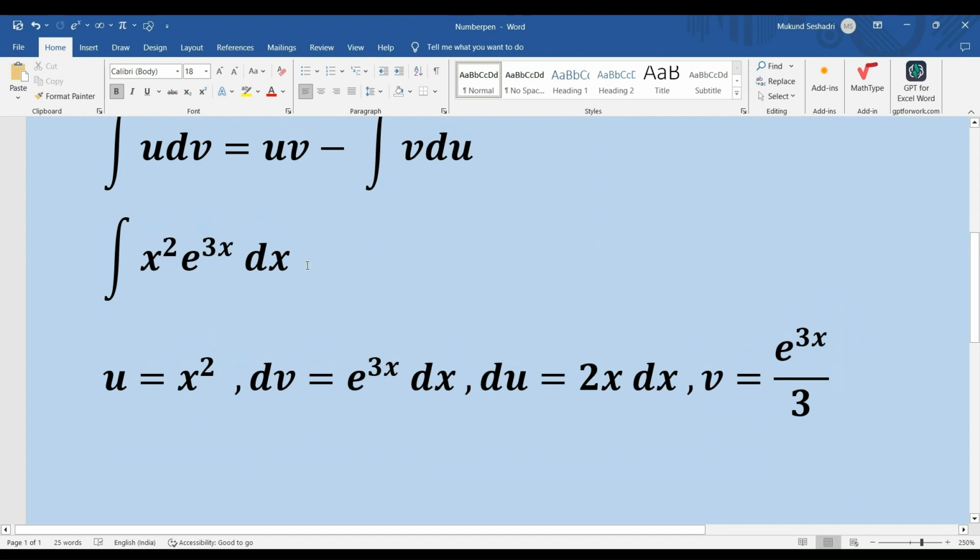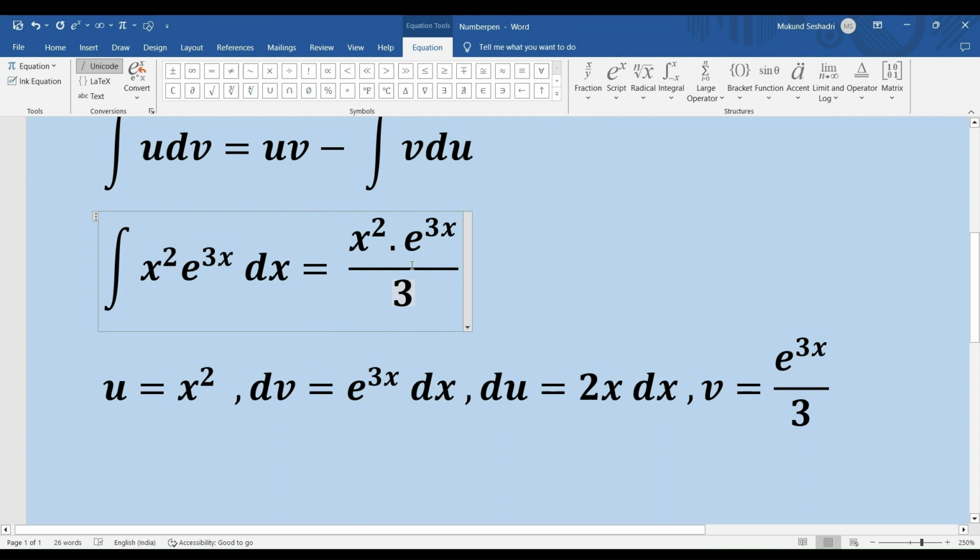Now I go back to my u dv integral. I have my u, I have my v, I have my du, I have my dv, right? Now, what is my uv? My uv is nothing but x squared into e to the power 3x by 3, right? And then I have minus of integral of v du, right? So what is my v? It is e to the power 3x by 3.